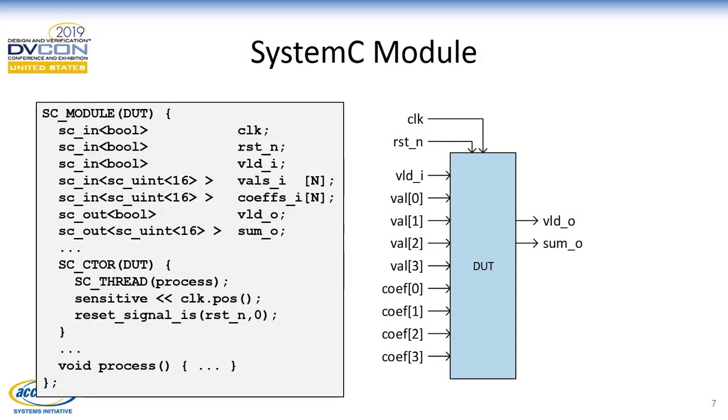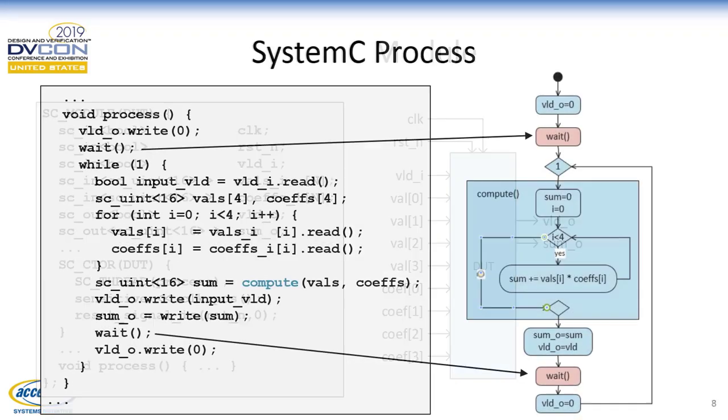So let's take a look at a SystemC module. This is what it looks like. So this is legal C++ syntax. Here you see SC. Every time you see SC means SystemC. So SystemC module DUT, here's a port for the clock that you can see here, port for reset, Boolean type, so 1 bit, 16-bit unsigned integer, so sc_uint<16> values, an array of n. So n here is from 0 to 3. The input coefficient, one output valid out. The sum out is also 16-bit. Here's the definition of a process, and we'll go into what the process looks like.